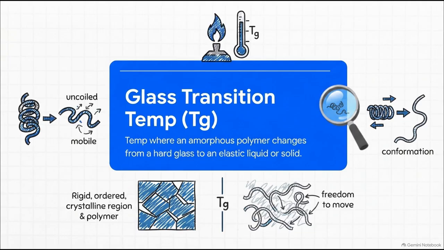If this pops up on your test, just remember, TG applies specifically to the amorphous regions of a semicrystalline polymer. It's that precise moment where long-chain segments suddenly get the freedom to move around and change their conformation under stress.